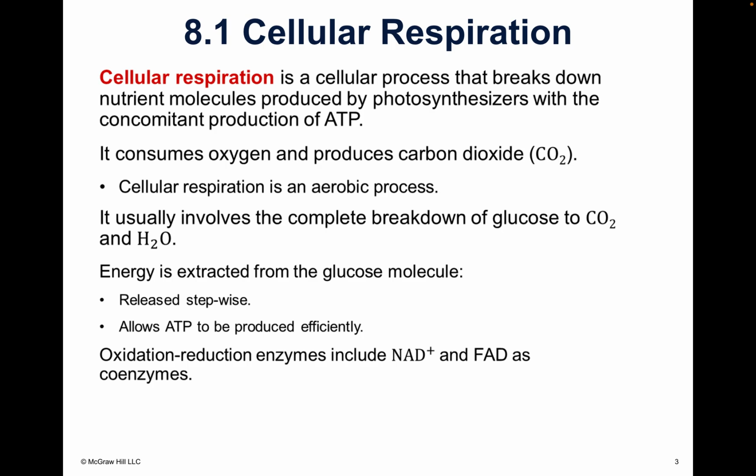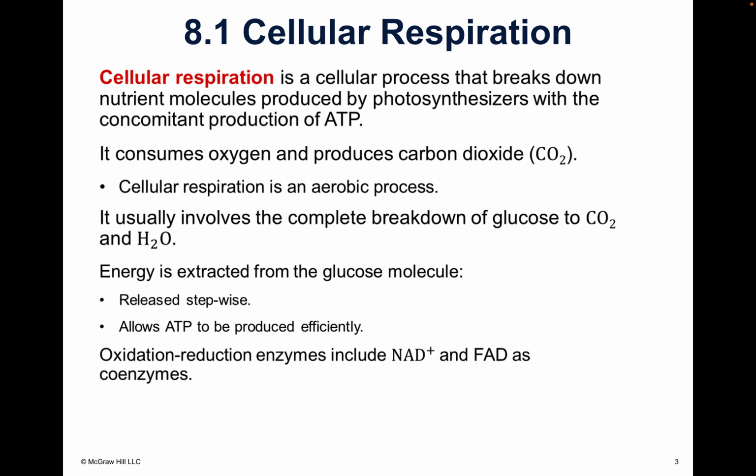So, cellular respiration is a process that breaks down nutrient molecules produced by photosynthesizers with the component production of ATP. It consumes oxygen and produces CO2. You can remember our respirations: we breathe in oxygen, put out CO2. So cellular respiration does the same. They consume oxygen and put out CO2. It is an aerobic process, which means it uses oxygen. If it were anaerobic, that would mean it did not use oxygen, but it's an aerobic process because it uses oxygen. So it usually involves the complete breakdown of glucose to CO2 and water.